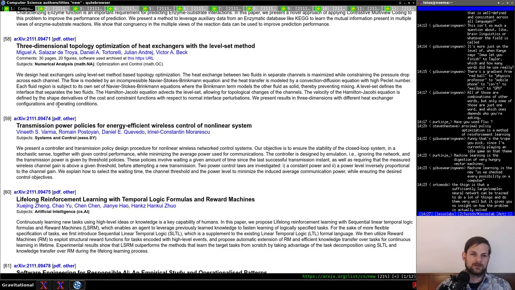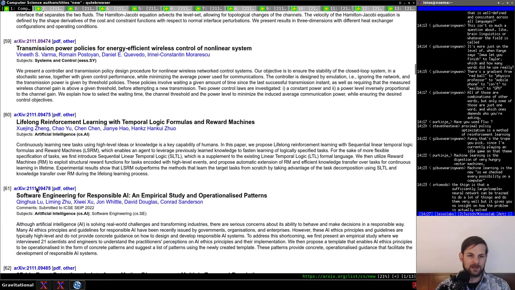Three-dimensional topology optimization of heat exchangers with the level set method. I know the level set method, so I feel like this should be relatively, or I should know the level set method. Maybe I've forgotten it, but this should be relatively straightforward to get through. Transmission of power policies for energy-efficient wireless control of nonlinear systems. See, here's the thing. We see these power systems appear quite regularly in the literature. It's actually kind of interesting, right?